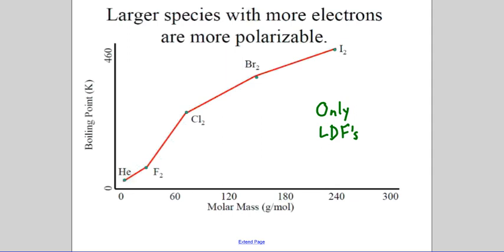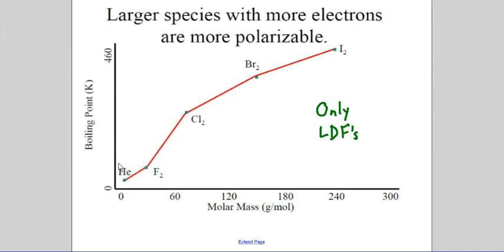So looking at this graph, again, everything here only has LDF forces because they're all non-polar entities. So you have helium, fluorine gas, bromine, which is a liquid, and then iodine, which is a solid, all at room temperature. So you can see these guys are small. Like helium only has 2 electrons. So very, very small boiling point, like basically absolute zero.